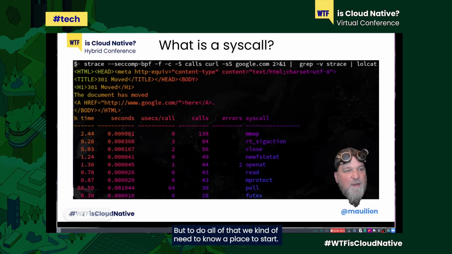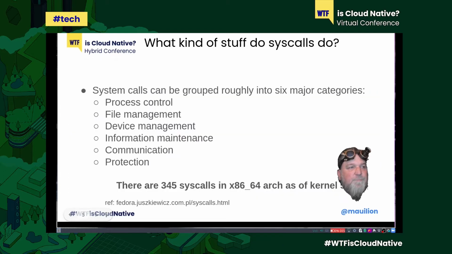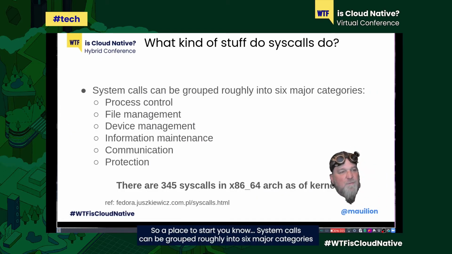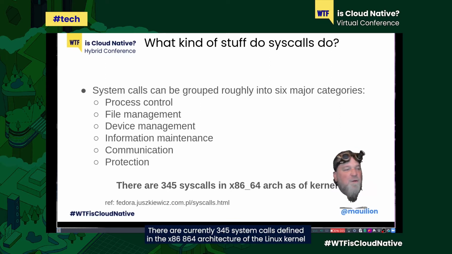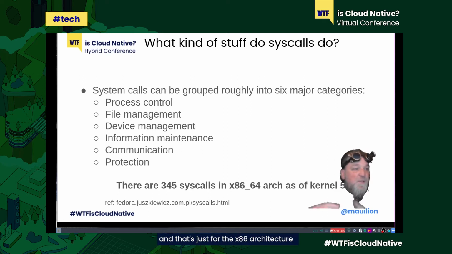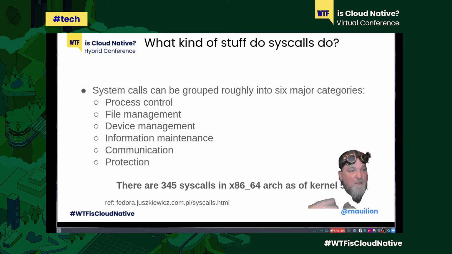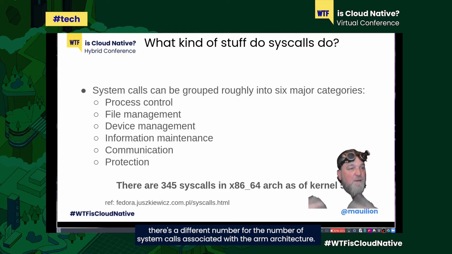But to do all of that, we kind of need to know a place to start. So, a place to start, system calls can be grouped roughly into 6 major categories: process control, file management, device management, communication, that sort of thing. There are currently 345 system calls defined in the x86-64 architecture of the Linux kernel. And that's just for the x86 architecture. There's a different number for the number of system calls associated with the ARM architecture.